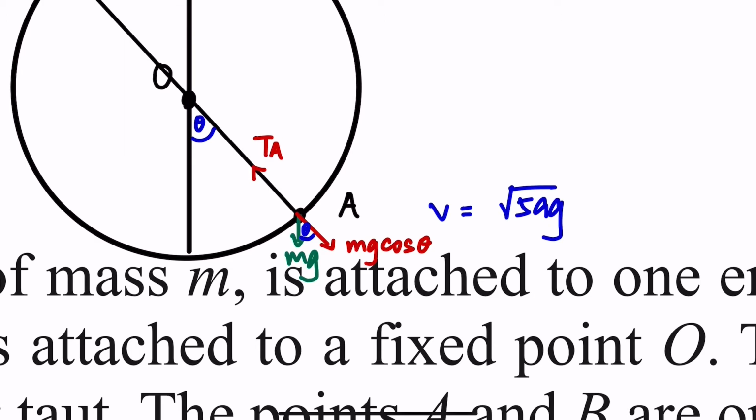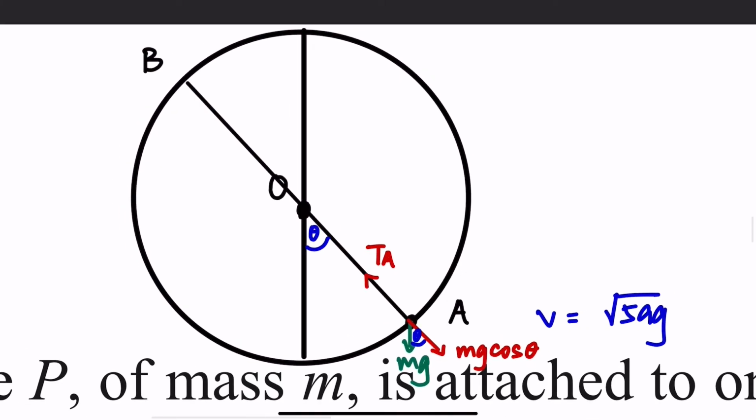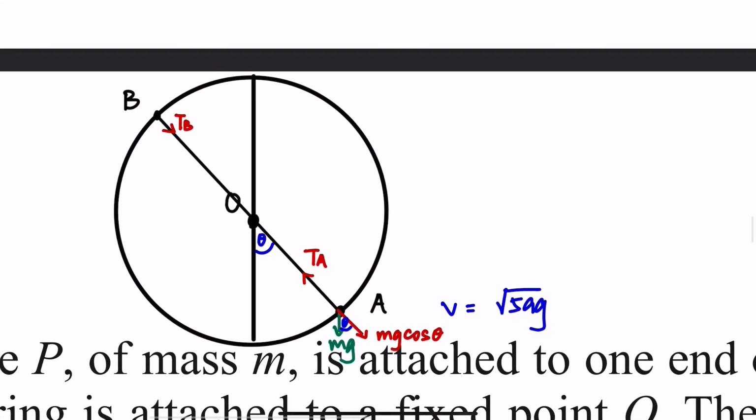Okay, obviously there's another direction here which we have to resolve, but I don't think it's needed in this question, so let's just ignore it for now. And when the particle is at B, same thing, it has a tension force of Tb towards the center of the circle, and this is angle theta.